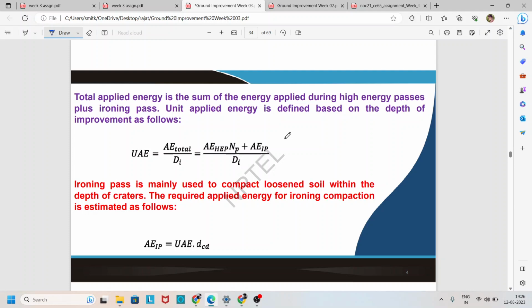Actually, total applied energy is nothing but the sum of the high energy passes plus the ionic passes. High energy passes means that we apply the tempering or drop of temper at a particular location a number of times, and then complete the same points one after another, and we cover the area once. Then the same procedure is applied a second time. So that means the second pass. During this, the total energy applied is counted, and after that, to level the ground, we apply the ionic pass.